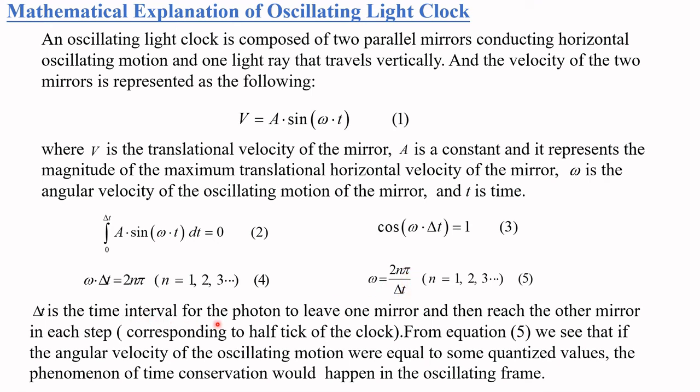Delta t is the time interval for the photon to leave one mirror and then reach the other mirror in each step. And the step corresponds to half a tick of the light clock. From equation 5, we see that if the angular velocity of the oscillating motion were equal to some quantized values, the phenomenon of time conservation would happen in the oscillating frame.